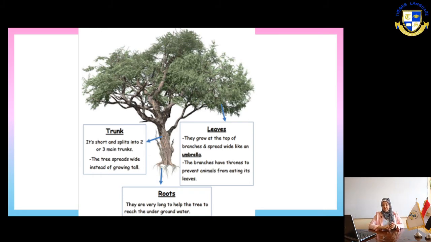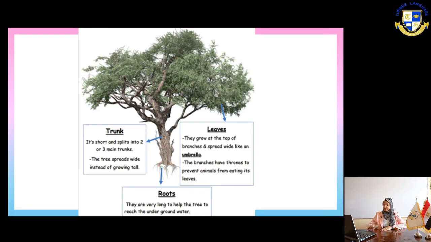Okay, the branches have thorns to prevent animals from eating its leaves. So the branches of this kind of tree have thorns to prevent the animals from reaching, because if any animal climbed this tree, they will find the thorns, so they will get hurt, so they will not eat the leaves of this tree. This is how the tree tries to survive in the nature. So this is how they prevent the animals from eating its leaves. Okay, this is the tree.